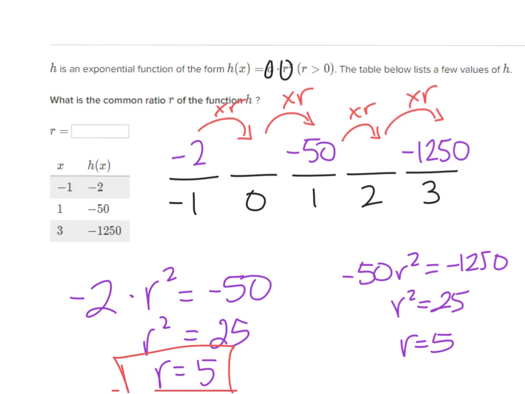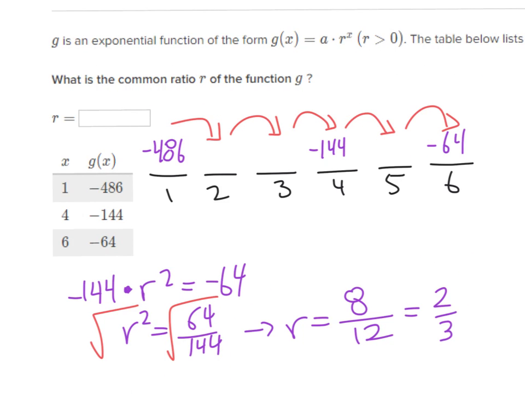We could have done the same thing over here, where we say negative 50 times r is negative 1250, and we divide both sides by negative 50 and end up with the same thing. Common ratio, and so r equals 5 would be our answer.